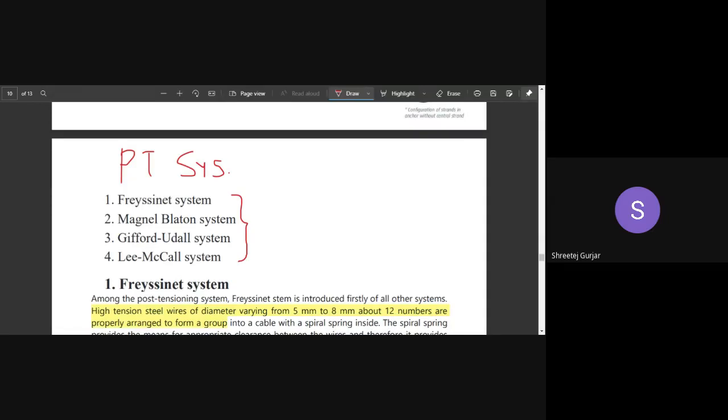We will move to the next topic. In your syllabus they have mentioned properties of high strength concrete and properties of high strength steel. We have to study this along with the stress strain curves. So this is your next topic which you have to cover. Let me just present the next screen.